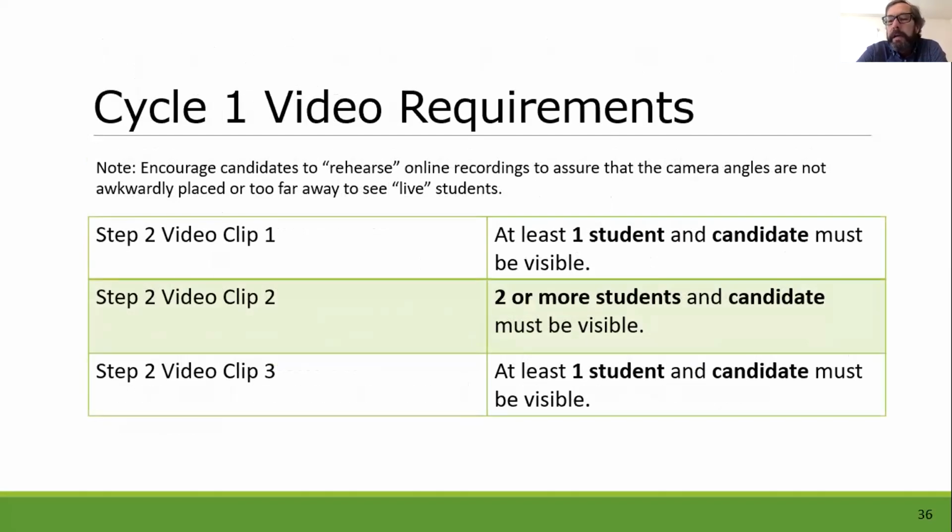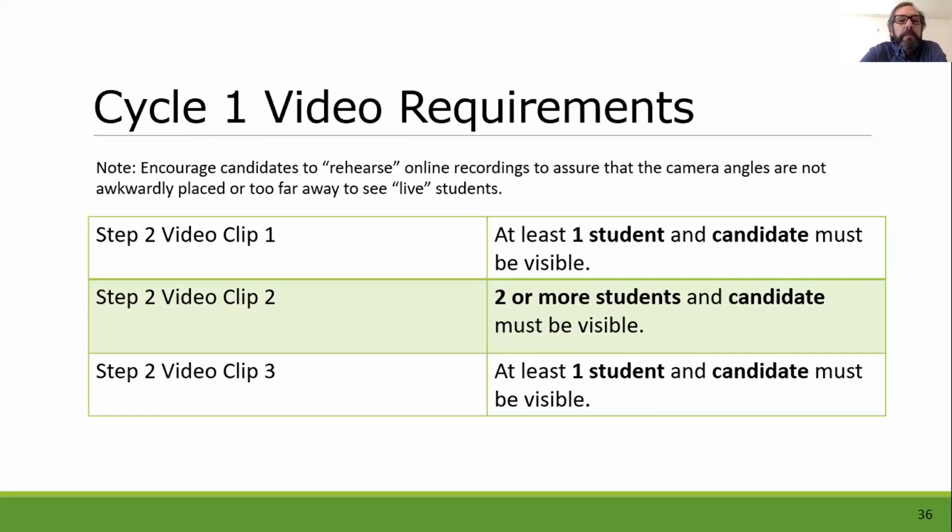So again, a lot of questions. As we just experienced with our Zoom calls, it's a new normal for everyone. But one of the things we really want to work with candidates on is to possibly rehearse what their filming looks like before they get into teaching with the students. We're going to have some images here in a moment of what we're seeing that are helpful versus problematic. But make sure the camera angles are not so strong that you can't see, or it's too far away. And these are just some reminders about what we need for cycle one.